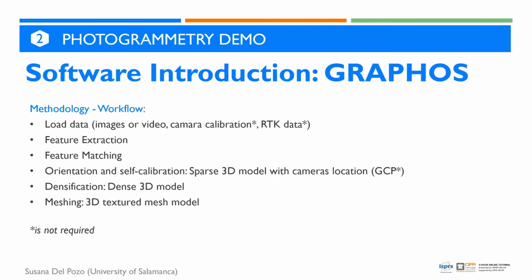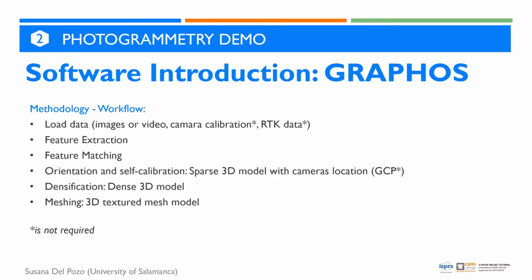After this process, we will obtain the sparse 3D model and the camera locations. And we can move this model and see these camera locations. Then, in this step, we can introduce the ground control points if we have them, in order to improve the results and avoid big errors, okay?